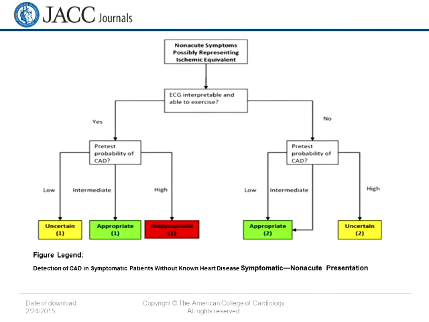So non-acute symptoms possibly representing ischemia. These are patients you're seeing in your office. Their EKG is interpretable and they're able to exercise. If so, and their pretest probability of coronary artery disease is intermediate, then you're gung-ho, right? It's okay. But if they're low pretest probability and they're able to exercise, this isn't the test for you. You need to do an exercise treadmill test. If they're high pretest probability and they're able to exercise, you should either cath them or do a functional study. If they're not able to exercise and they have low to intermediate pretest probability, it is appropriate. High pretest probability is uncertain.